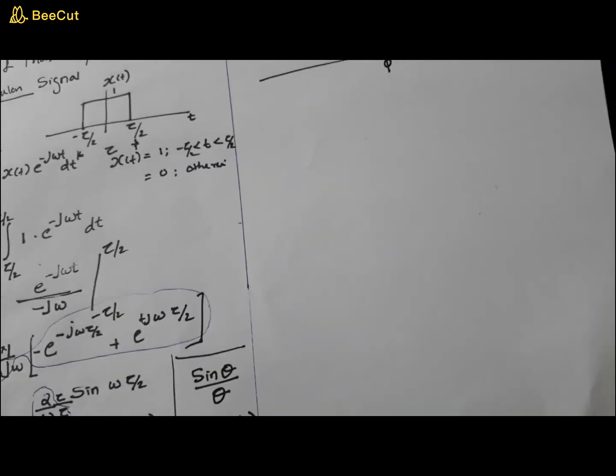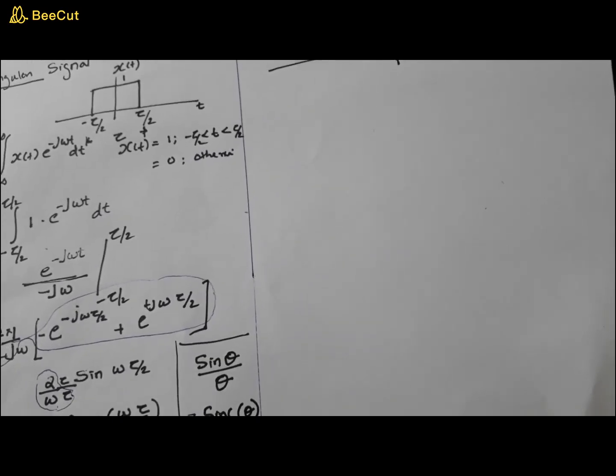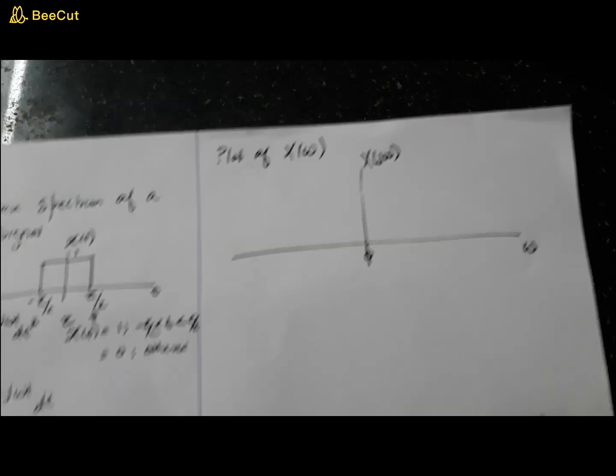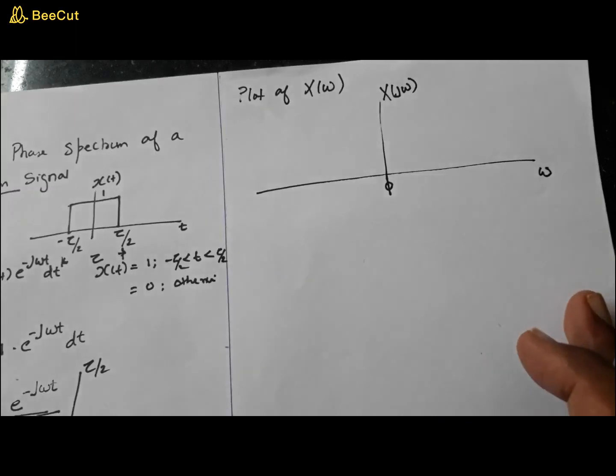By L'Hospital's rule, you can differentiate this and differentiate it again. Substituting theta to 0, you will get it as 1. So the answer is going to be tau. So that is going to be the maximum value.